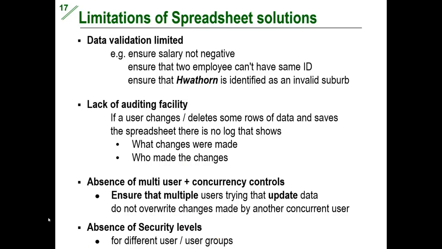And also the absence of multi-user concurrency control. For example, if two users are trying to update the same cell or same piece of information, or 10 users are trying to update the same piece of information, how can we ensure that they do not override each other's updates, right? So that is a main problem with Excel.